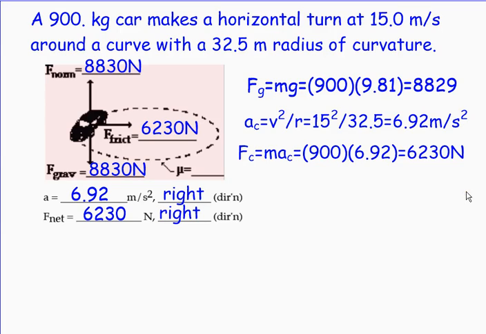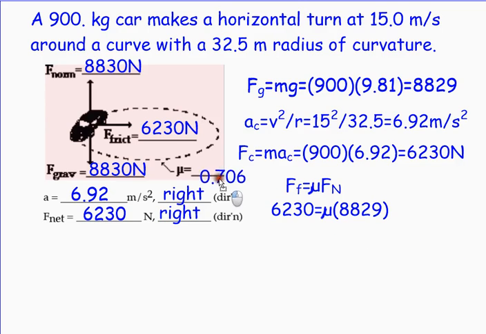Last, we have to find mu, the coefficient due to friction. Well, the force due to friction is equal to mu times the normal force. So 6,230 is equal to mu times 8,829, and plugging that in, we get a mu of 0.706. Remember, mu does not have any units.